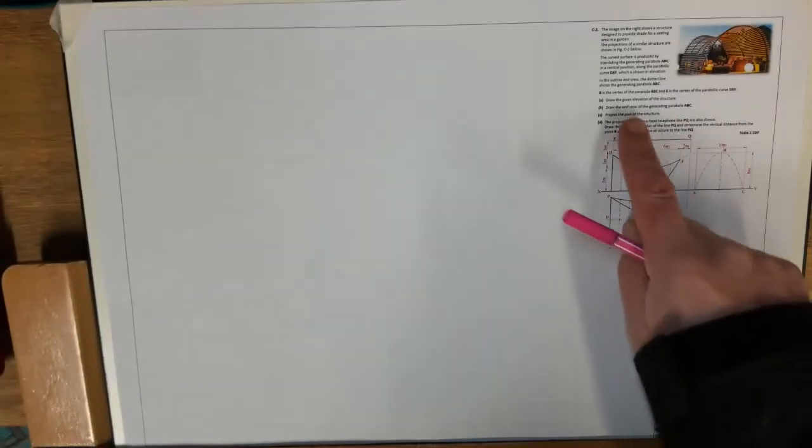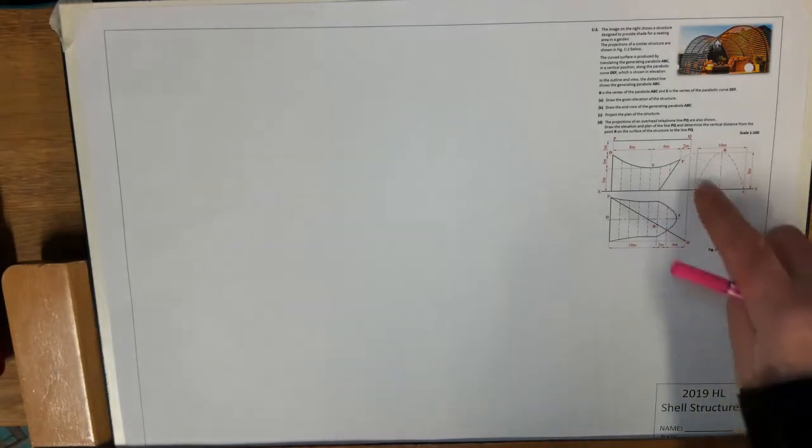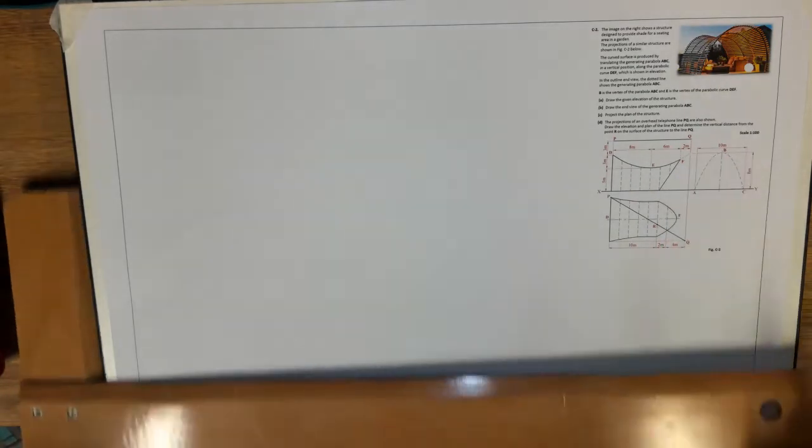And we're asked to draw an end view as well of the generating parabola. We'll draw the plan of the structures. And we're not going to cover part C in this video, okay? So we're only asked to draw the end view of the generating parabola as opposed to the actual end view.